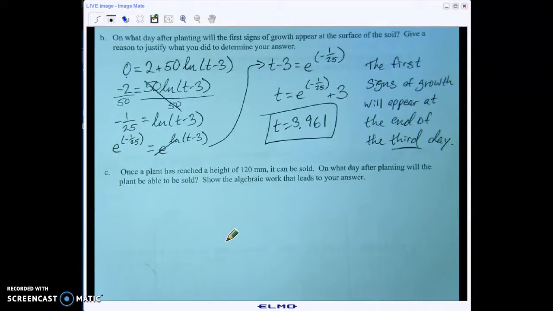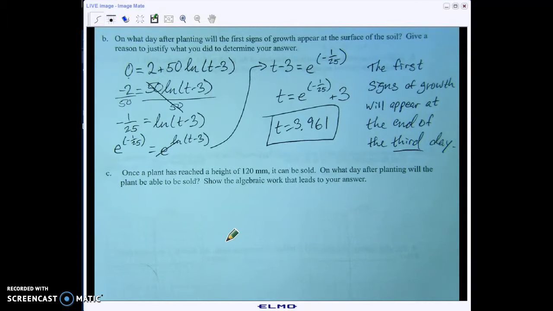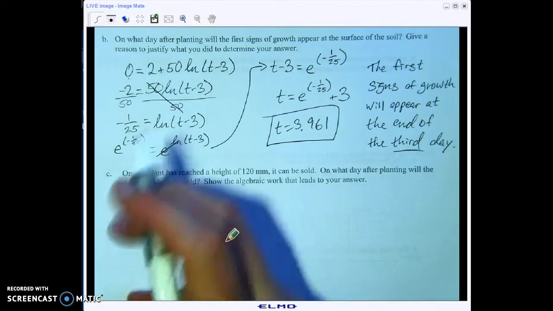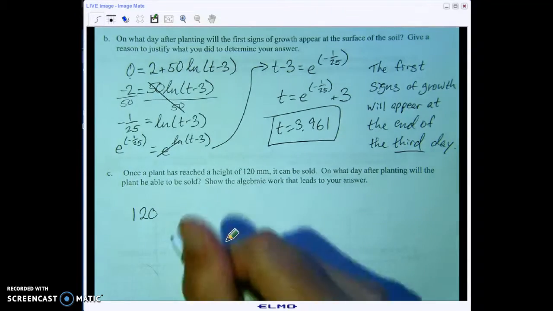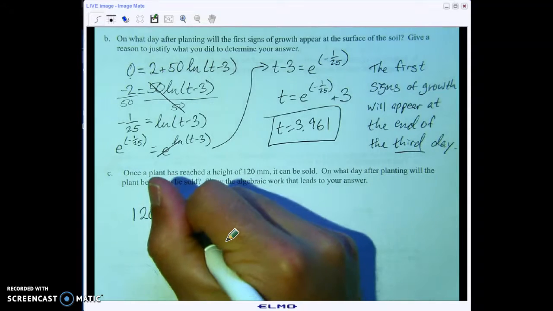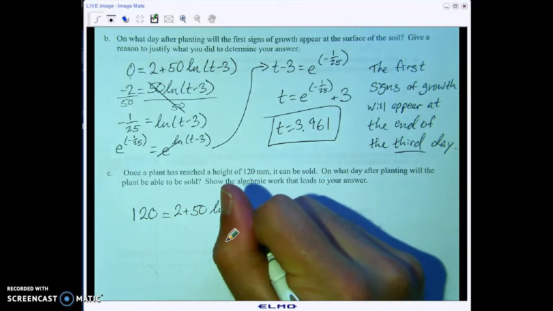All right. Once a plant has reached a height of 120 millimeters, it can be sold. On what day after planting will the plant be able to be sold? Well, similarly to what we just did up in letter B, we would want to know when the height is going to be equal to 120. So we actually let the height be equal to 120 and solve. So 120 equals 2 plus 50 times the natural log of t minus 3.